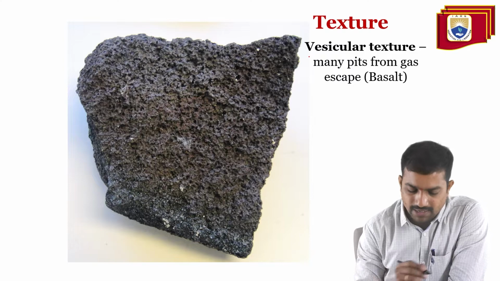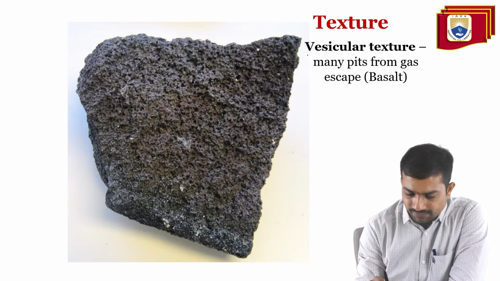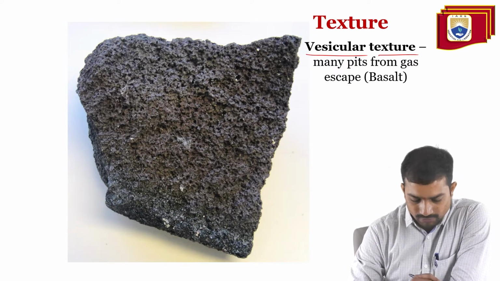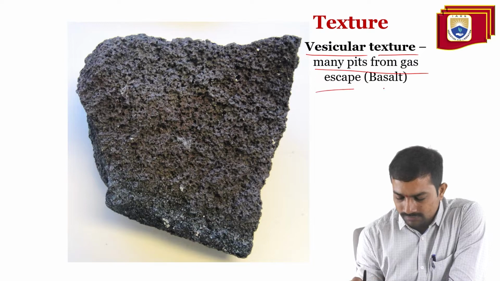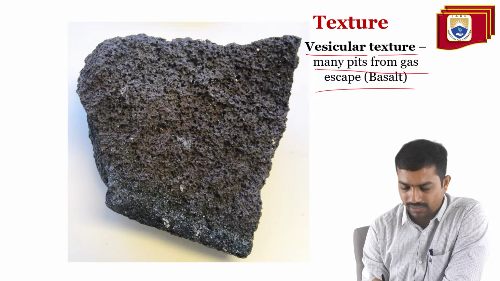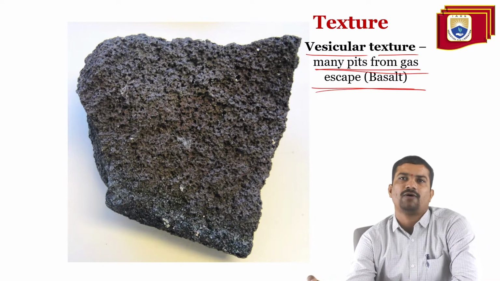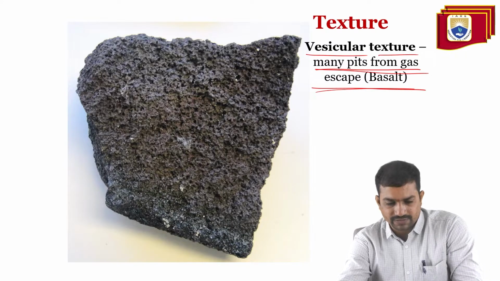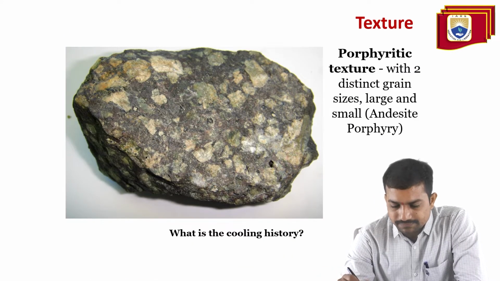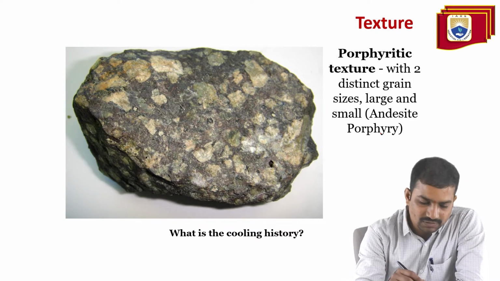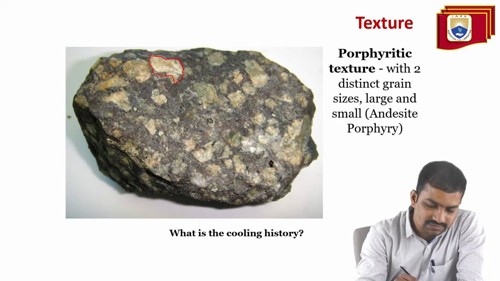So we can see another type of example, which is a vesicular structure. After the gases escape, we can see this particular structure forming on the rock surface. So we can see porphyritic texture with two distinct grain sizes, large and small: andesite porphyry. So we can see different types of grains.